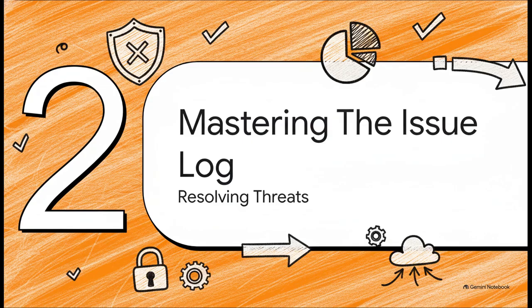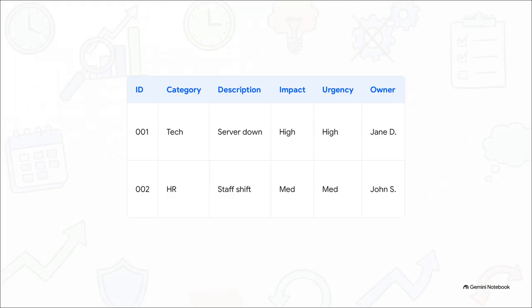Tracking and resolving threats. If you want to keep active threats from completely derailing your team, the issue log is your absolute best friend. Notice how everything is structured. We use a unique ID, we categorize the problem, and we clearly describe what's going wrong. We rank the impact and urgency to figure out what's on fire the most. But here's the real magic. It assigns clear ownership to a specific person with a firm due date. No more hallway conversations, no more "I thought you were handling that." This ensures absolutely nothing falls through the cracks.